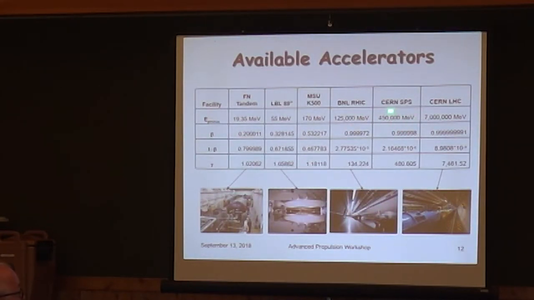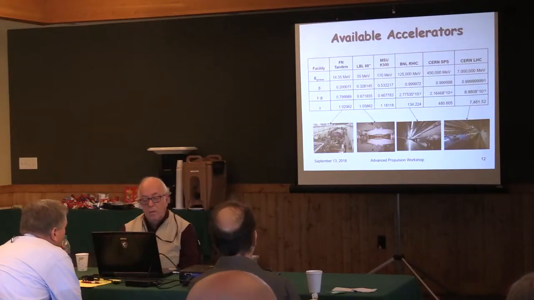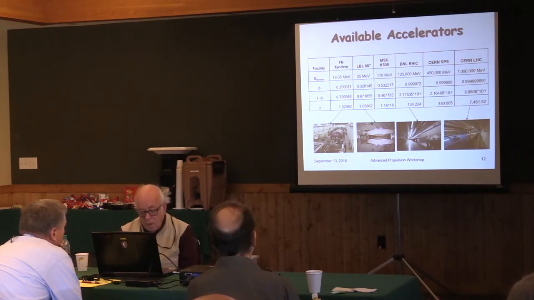Another machine that I did physics with before Brookhaven was the CERN SPS, which will produce 450,000 MeV protons. And the CERN LHC, which I've never used, is even more energetic, and will produce 7 million MeV protons. In terms of velocities, the velocity coming out of a tandem Van de Graaff is about 20% of the velocity of light. From the LBL cyclotron it is 32% of the velocity of light. And from the CERN LHC it is 0.9999999991 the speed of light.